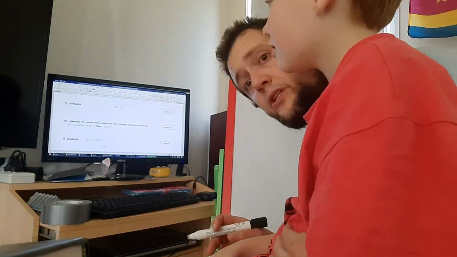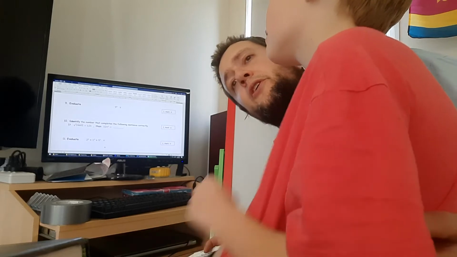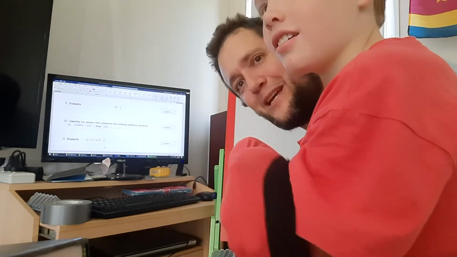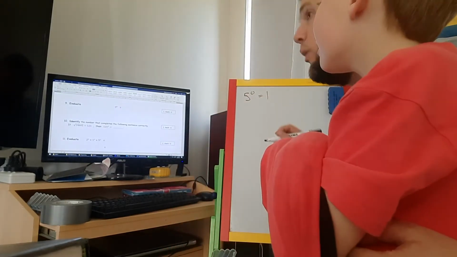Okay, now for question 9, it relies on remembering one of your index rules. What's any number to the power of 0? Do you know? Have a guess? No, it's actually not 0. It's 1. Yes, that's the correct answer in the back. So yes, correct. 5 to the power of 0 is indeed 1.